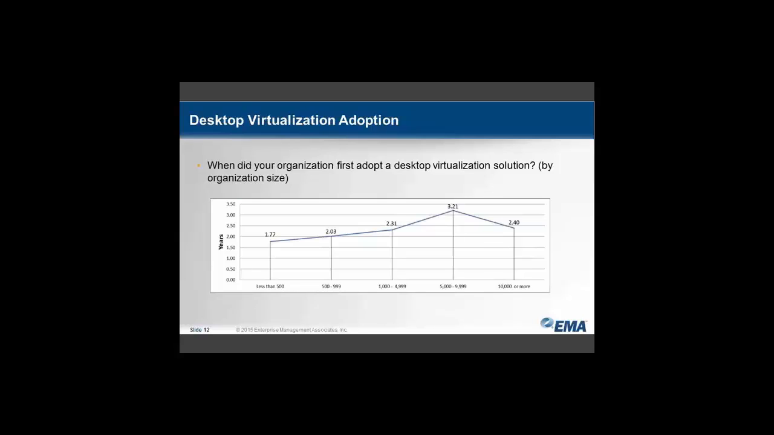Breaking that same data out by organizational size, that is the number of employees in each respondent's company, you can see also that there is a general trend for more recent adoption by smaller organizations. Much of this trend is driven by the increased availability of DaaS solutions, as mentioned before, and also the fact that smaller enterprises have, until recently, largely been the greenfield for desktop virtualization. So there's really lots of opportunity for growth there.